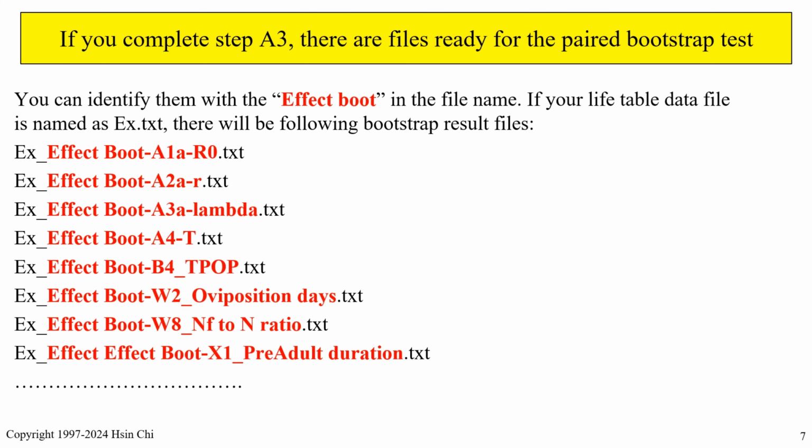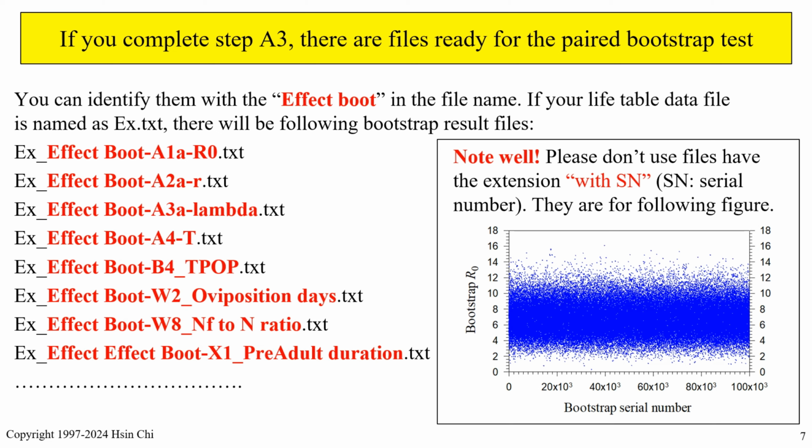Once you have completed step A3, there are many files ready for the paired bootstrap test. You can identify them with the "effect boot" in the file name. If your life table data file is named x.txt, there will be the following bootstrap result files. For example, x_effect boot, a1a, r0, x_effect boot, a2a, r, and x_effect boot, a3a, lambda, etc. Note well, please don't use files that have the extension SN. SN means serial number. They are for figures of random distribution of bootstrap results.